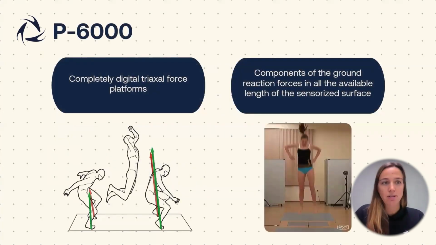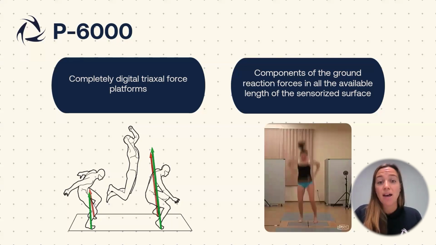More in particular, P6000 are high performance triaxial force platforms that can also be combined to form a sensorized floor, which is called Infinity. In this case, the standard system consists of two of these force plates. The force plate has been designed for gait, running, impact analysis, and any type of clinical and sport gestures. The particular architecture allows measuring the components of the ground reaction forces over all the available length of the sensorized surface without any discontinuity.